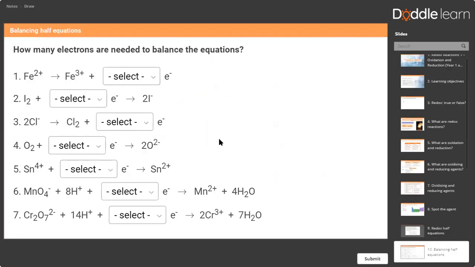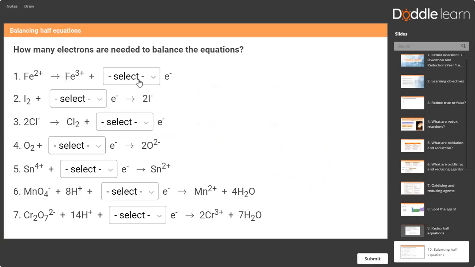So let's have a look at these. We're going to look at how many electrons are needed to balance these equations. So if we have Fe2+ going to Fe3+ plus something, how many electrons would that be to balance this equation?